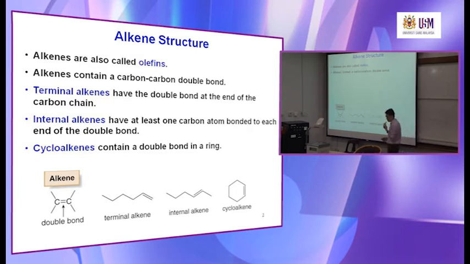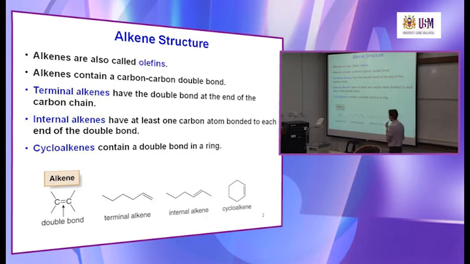Alkene contain a double bond. Carbon-carbon double bond. Terminal alkene have the double bond at the end of the carbon chain. This is terminal alkene. At the terminal means the end. Then internal alkene. This is in the middle, of two alkyl groups. Okay, have at least one carbon atom bonded to each of the double bond.